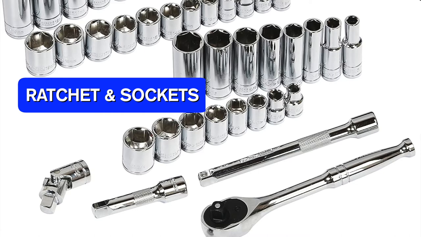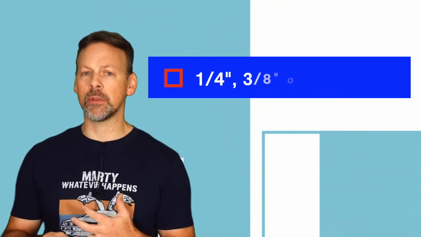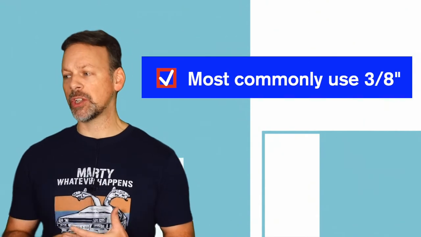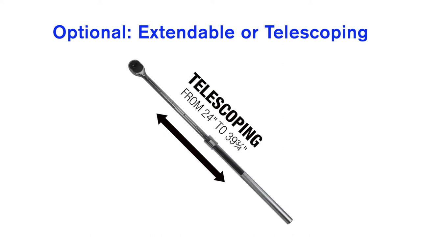The first tool that I will highlight as a necessity is a good ratchet and socket set. They come in different sizes. You either have a quarter, a 3/8, or a 1/2 inch, and the size you want to get is up to you. For me, I do find that I use the 3/8 inch ratchet more often than the 1/2 inch. Some ratchets come with extensions, meaning the handle itself will extend out, whatever length, 8, 10, 12 inches long, to give you a longer reach.